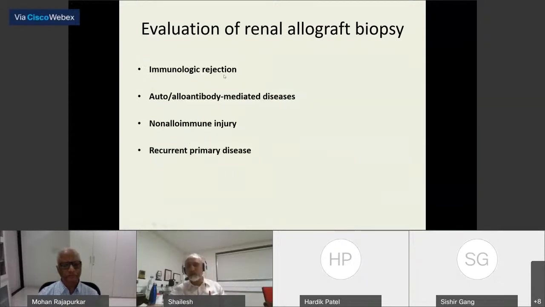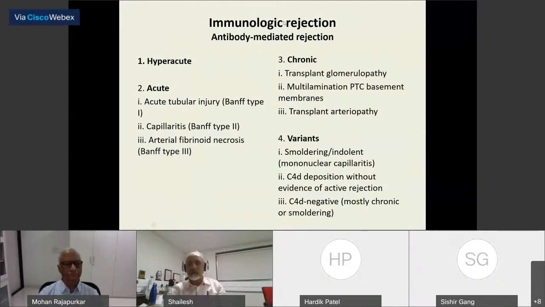So, on what lines should it be evaluated? There are basically four lines: look for immunological rejection, then look for auto or alloantibody mediated diseases, non-alloimmune injury, and recurrent primary disease. These are the four main categories which we look for in the renal allograft biopsy. Starting with immunological rejection, the most common is antibody-mediated rejection, which is more common in the first month of the transplant.